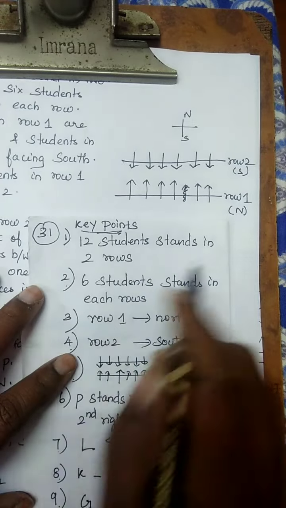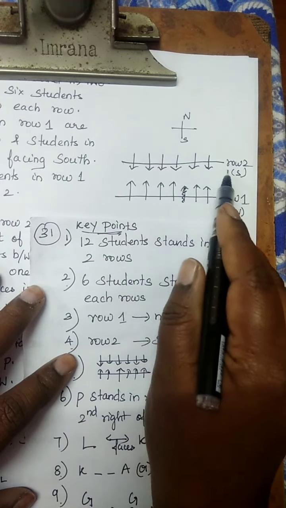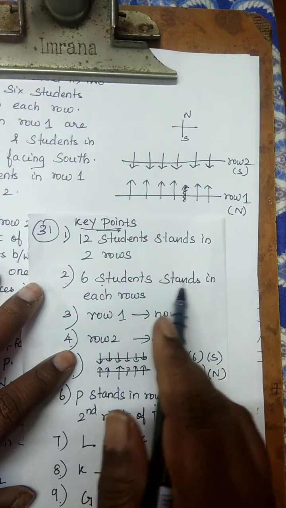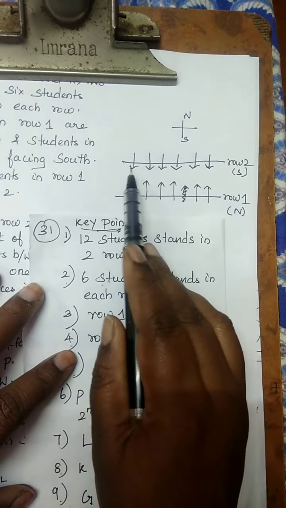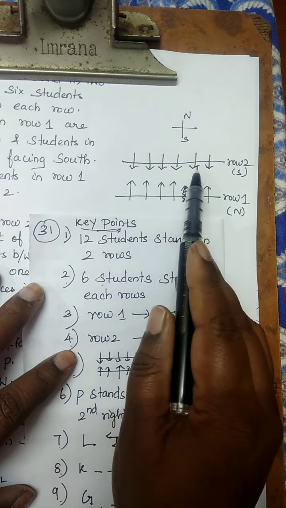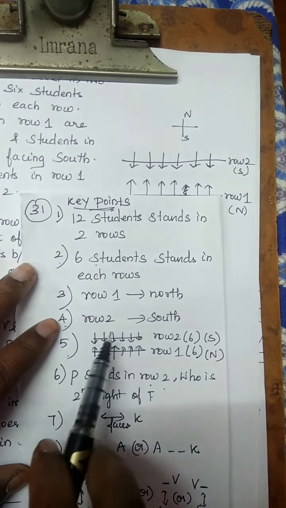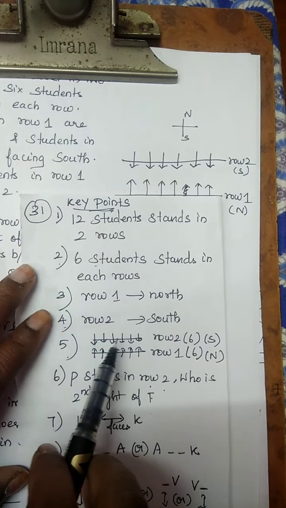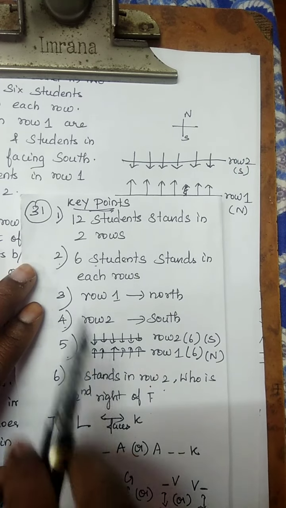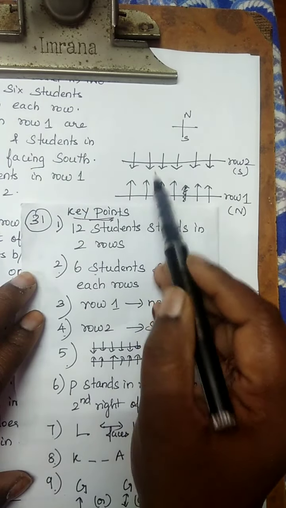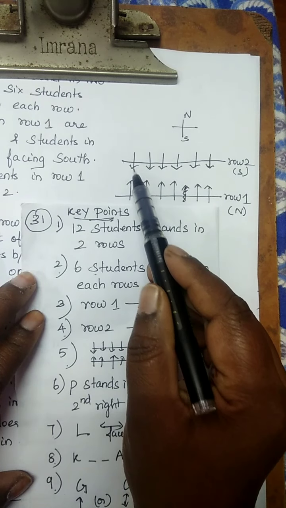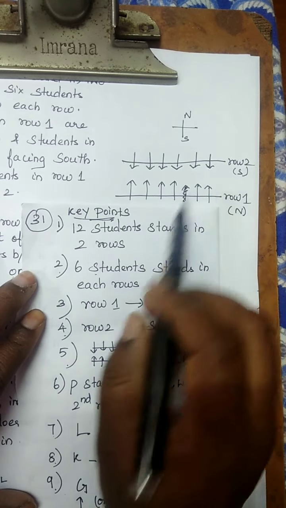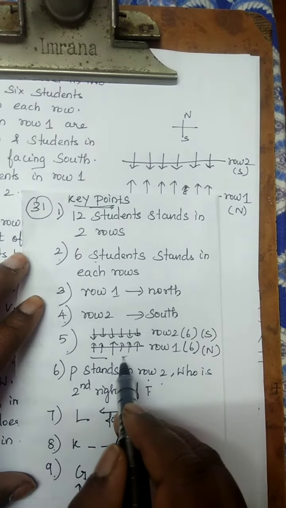Row 1 are facing towards north and row 2 are facing towards south, and there are 6 students in each row. So I drew 6 lines: 1, 2, 3, 4, 5, 6. Each student in row 1 faces row 2 and each student in row 2 faces row 1. They are just opposite to each other. Up to this we have completed.